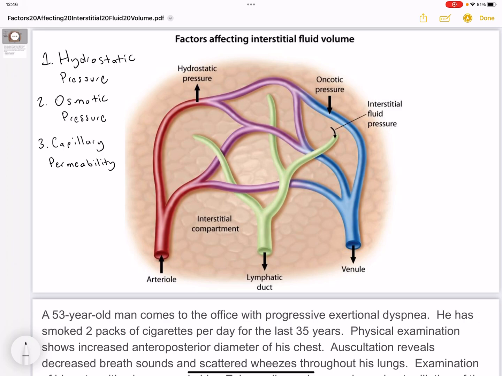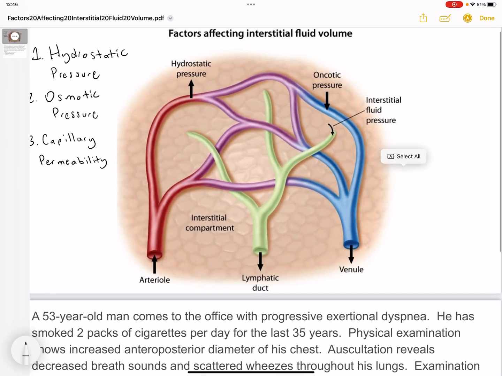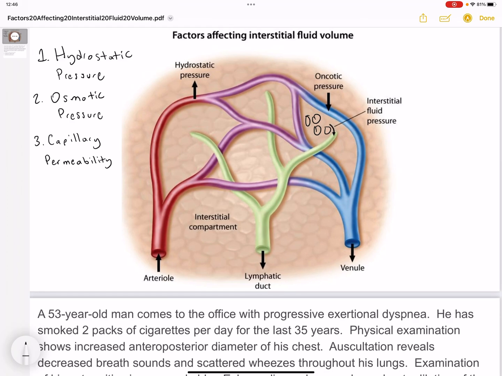Now in this image, we see how these things are going to be tightly regulated by lymphatic drainage. So if we have an increase in interstitial fluid, for example right here, what that is going to do is increase interstitial fluid pressure, which is going to drive fluid into the lymphatic system, and the lymphatic system is then going to bring that fluid back into the vasculature.